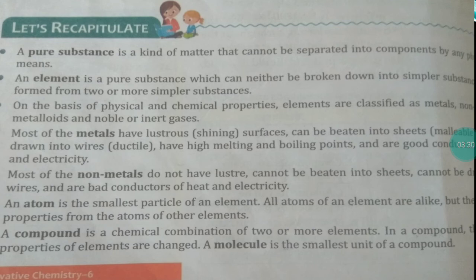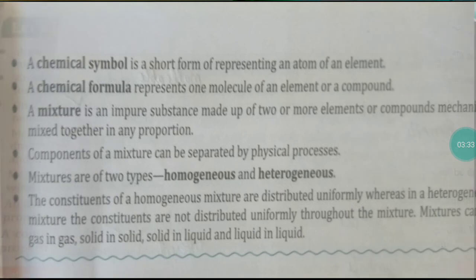A mixture. It is an impure substance made up of two or more elements or compounds. They are mixed mechanically. Components of a mixture can be separated by physical processes. Mixtures are of two types: homogeneous and heterogeneous. The constituents of homogeneous mixtures are distributed uniformly, whereas in heterogeneous mixtures, the constituents are not distributed uniformly throughout the mixture. And mixtures can be gas in gas, solid in solid, solid in liquid, and liquid in liquid.